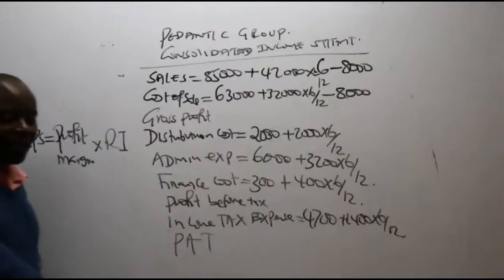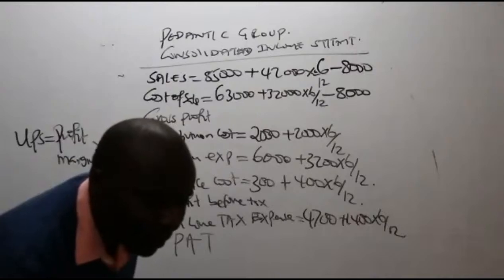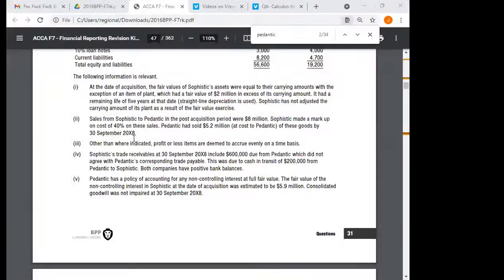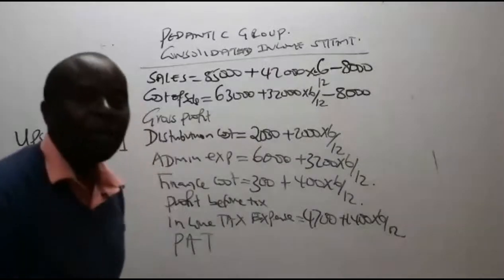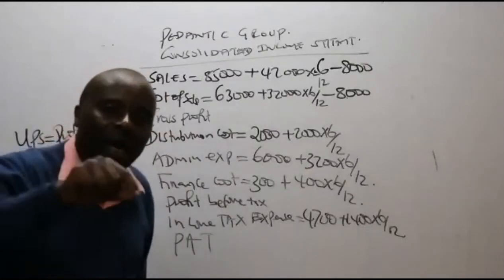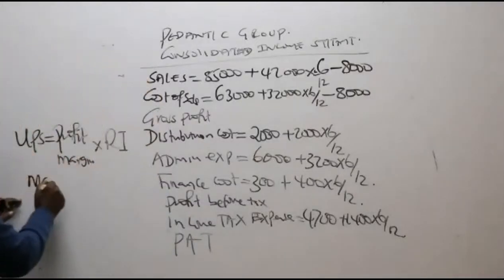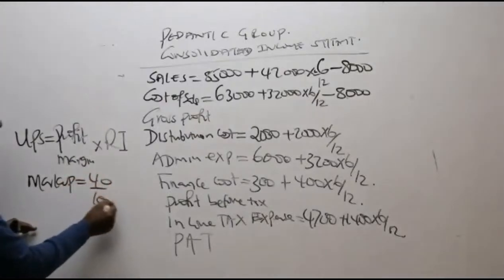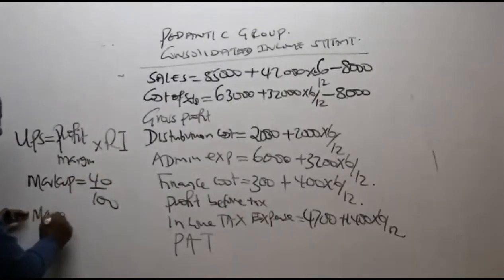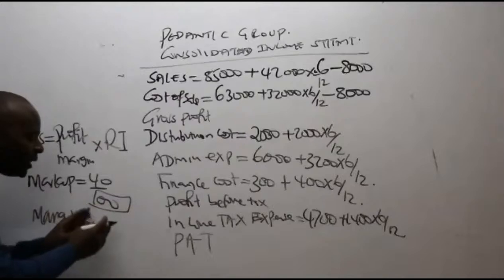So have they given us, first of all, in this question, the profit margin? Wamesema Sophistic made a markup on cost of 40%. Ladies and gentlemen, markup is an enemy of consolidation. Whenever you see markup, there is a free mark for you. Whenever you see markup, always calculate margin. So come and calculate. So wametuambia markup is 40 over 100. Ladies and gentlemen, mimi najua ukinipatia markup, margin iko na base kubwa.